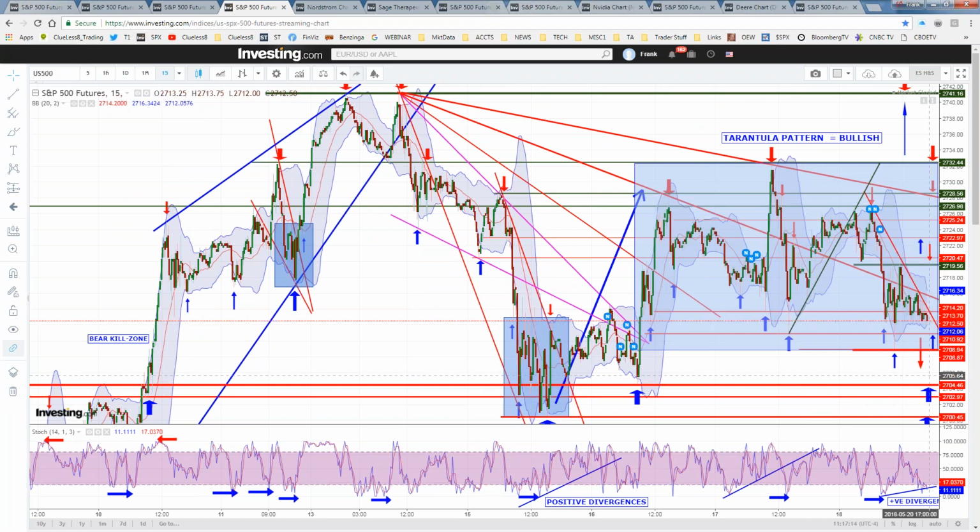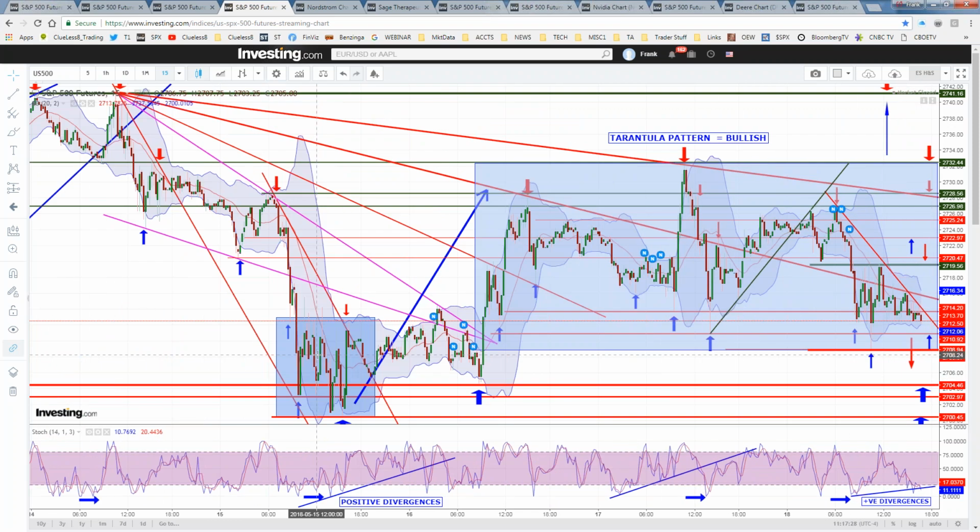Can we drop to 2700? Absolutely. But that's 13 points from where we are. 13 times 7, you're looking at roughly 100 points on the Dow from here to here. Again, the other day I shorted twice and made money. Third round, lost money. Why?